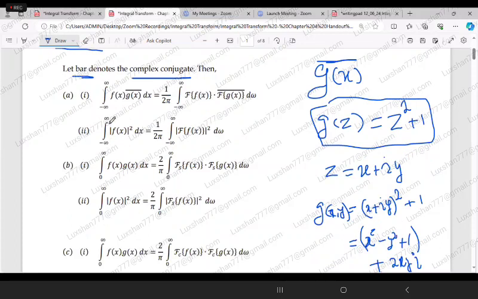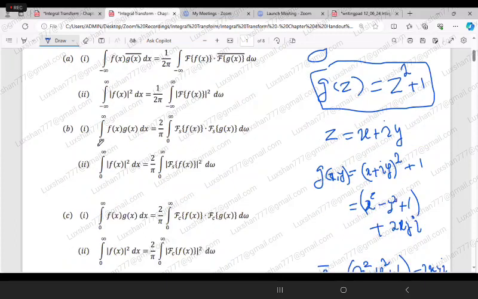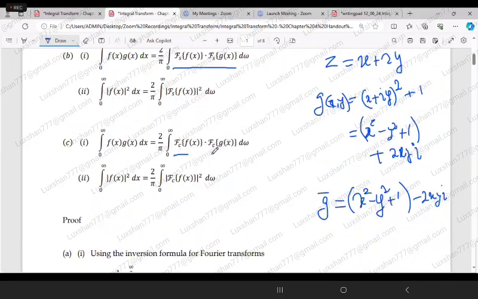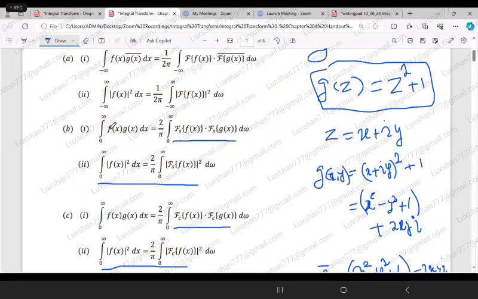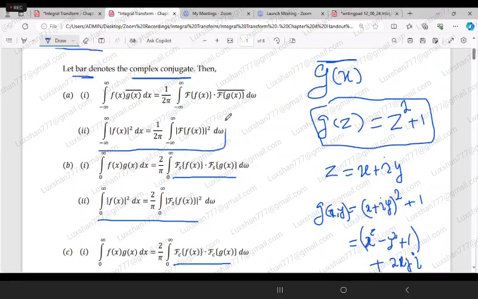The integral from minus infinity to plus infinity of mod f(x) squared is equal to 1 over 2 pi times the integral from minus infinity to plus infinity of mod of the Fourier transform squared. Similarly, we have the same thing for sine: the integral from 0 to infinity of f(x) g(x) is equal to 2 over pi in terms of the Fourier sine transform. This one is in terms of the Fourier cosine transform. This one is for the Fourier cosine transform, this one for the Fourier sine transform, and this one for the Fourier complex transform.